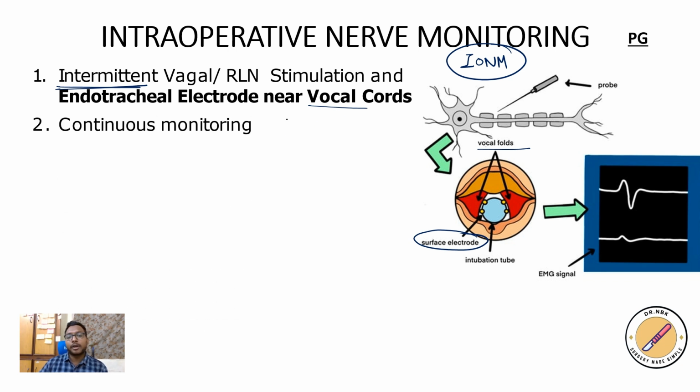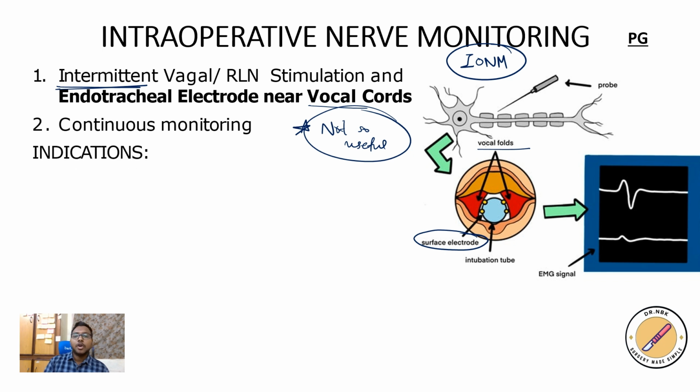Second one is continuous monitoring. See, there were studies which showed a little effect, which is helpful, but recently it is shown that it is not that helpful, so not so useful. But still there are corporate setups and a few sophisticated setups which are still using this particular facility. Okay, so when will you go for intraoperative nerve monitoring? Again, this is important mainly for postgraduates.